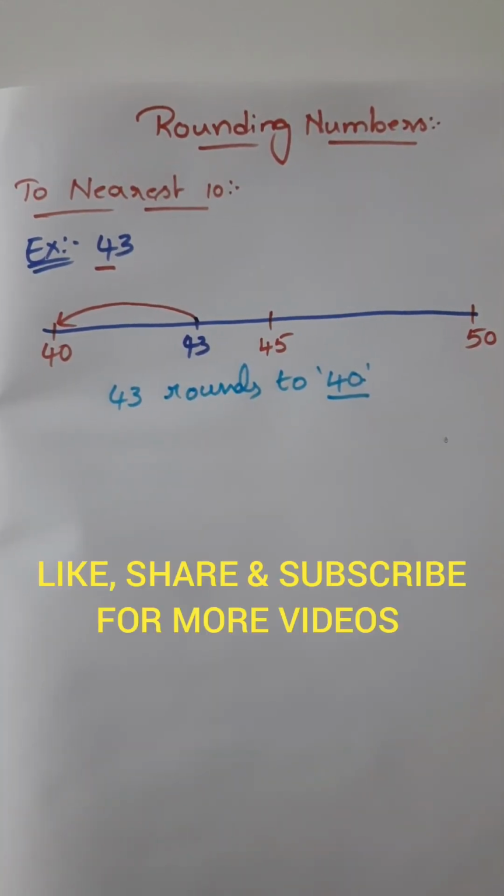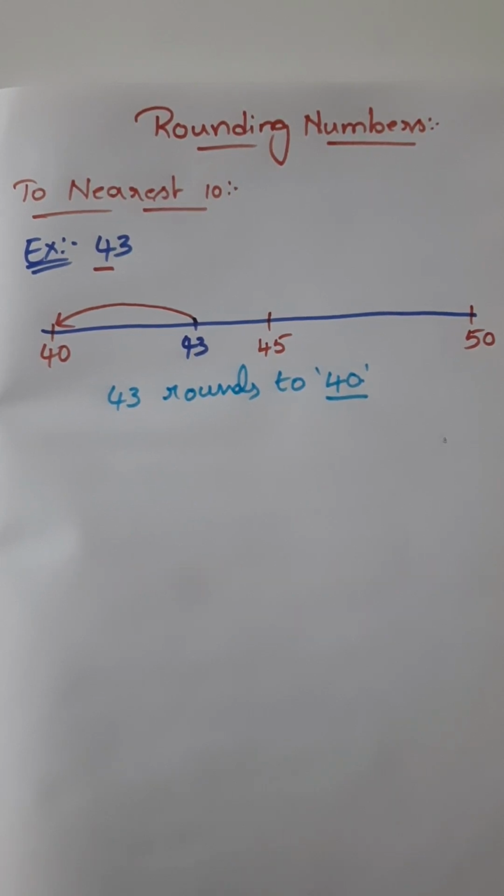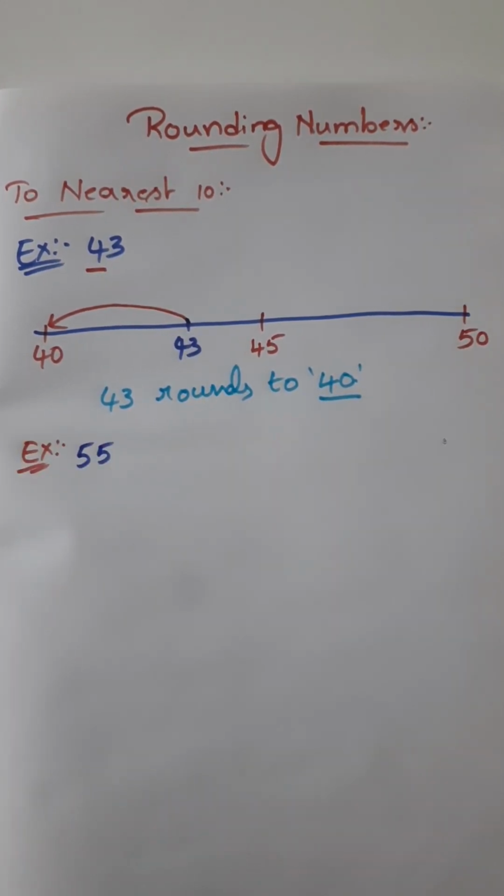43 rounds to 40. Let's take one more example. Now, I am going to take example 55. Okay? Let's see that example as well. See, I have taken example 55. Now, what do I have to see? In tens place, what digit is there? In tens place we have got 5, no? So we have to write 50 on our left hand side on the number line.